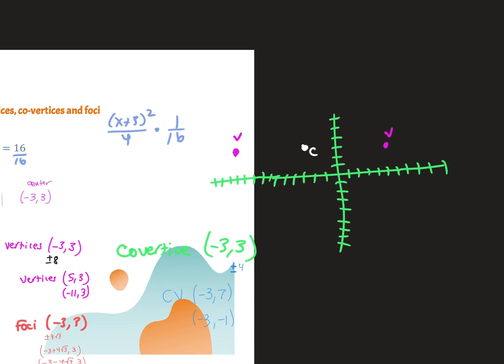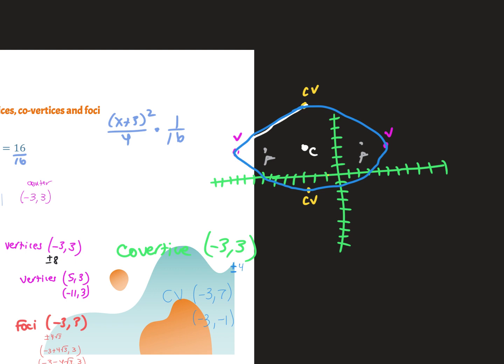Where are my co-vertices? Negative 3, 7. So 1, 2, 1, 2, 3, 1, 2, 3, 4, 5, 6, 7. And then negative 3 what? Negative 3, negative 1. And then your foci are going to be somewhere in the middle, yeah? Okay, I'm fine with that. So, something like that. And then we connect our vertices and our co-vertices. That's not the best oval or ellipse I've ever seen in my life, but it's close.